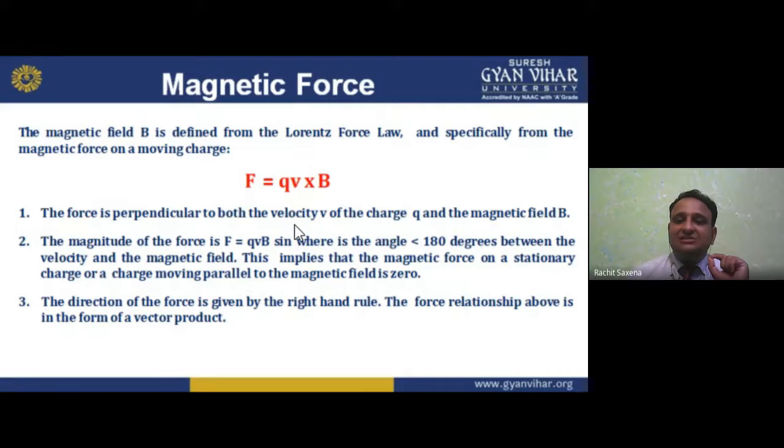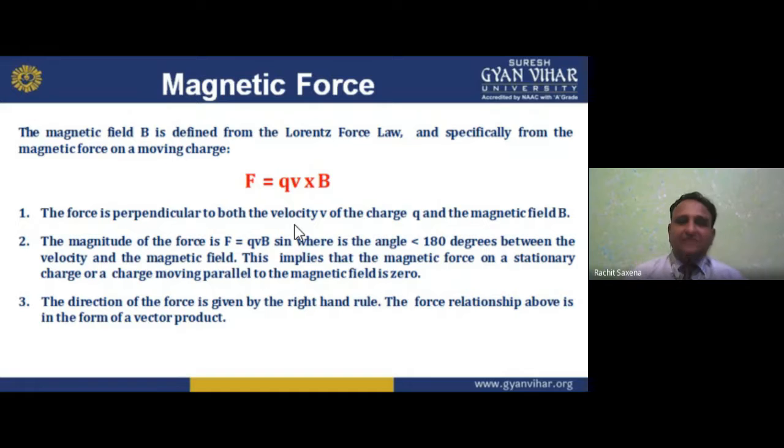Where the angle is less than 180 degrees between the velocity and the magnetic field. The velocity is the velocity through which the charges are moving, and the magnetic field is the field. So this is the angle, less than 180 degrees, between the velocity and the magnetic field.